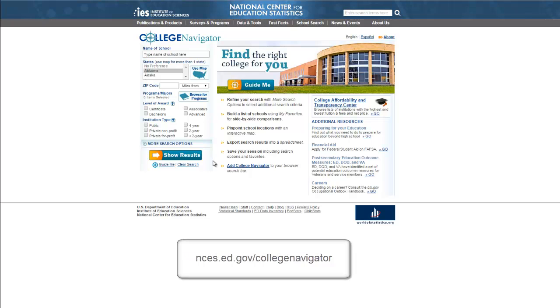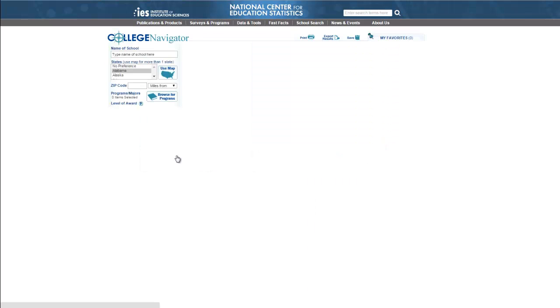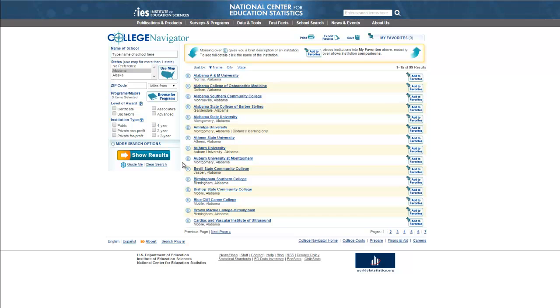Once you get there, you'll see some places to enter some information. You can either type the name of the particular school you're looking at here, or you can look by state or zip code. And if you want to look at only public schools or only four-year schools, only two-year schools, then go ahead and check those boxes. I'm going to look at Alabama, all the schools in Alabama. And once you click that, you see you have a whole bunch of colleges come up. So just for simplicity's sake, let's click on Auburn University.